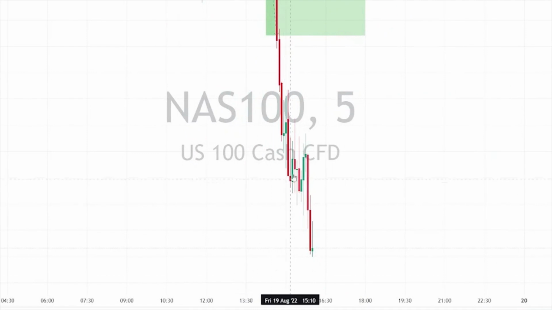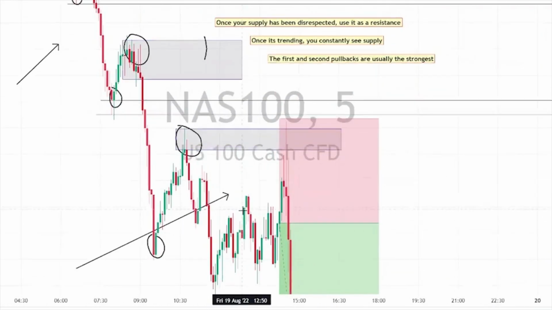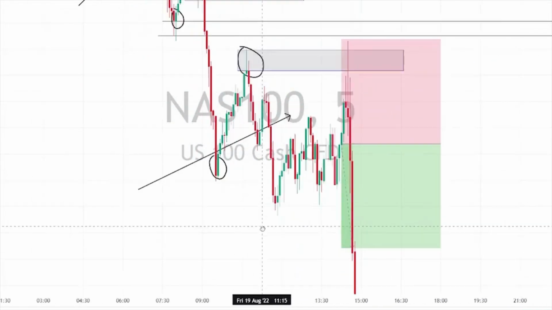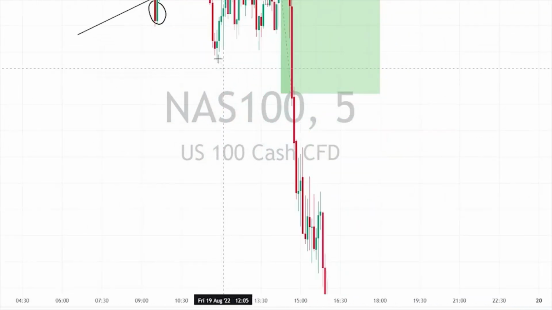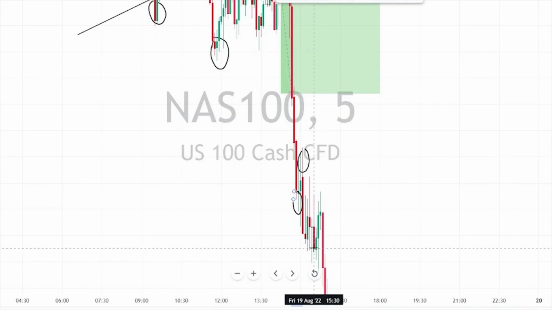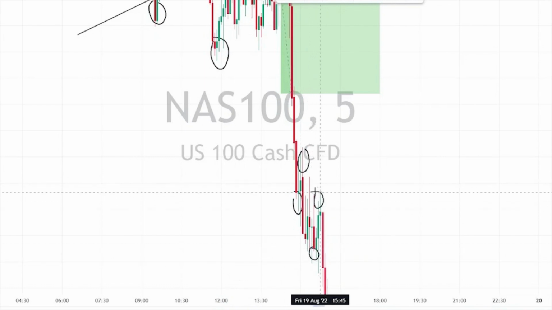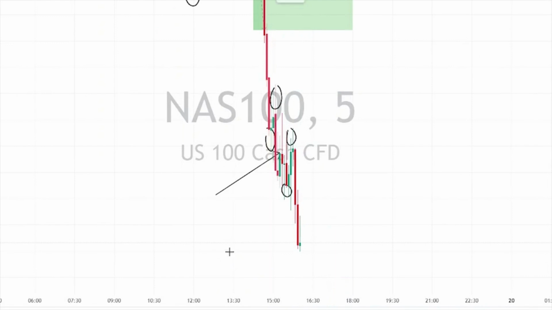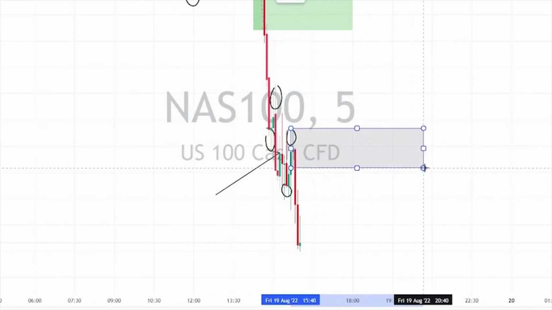So we have another supply setup. Remember, once it's trending, you constantly see supplies. So it's trending, still making lower highs and lower lows. Okay, now we have another supply.